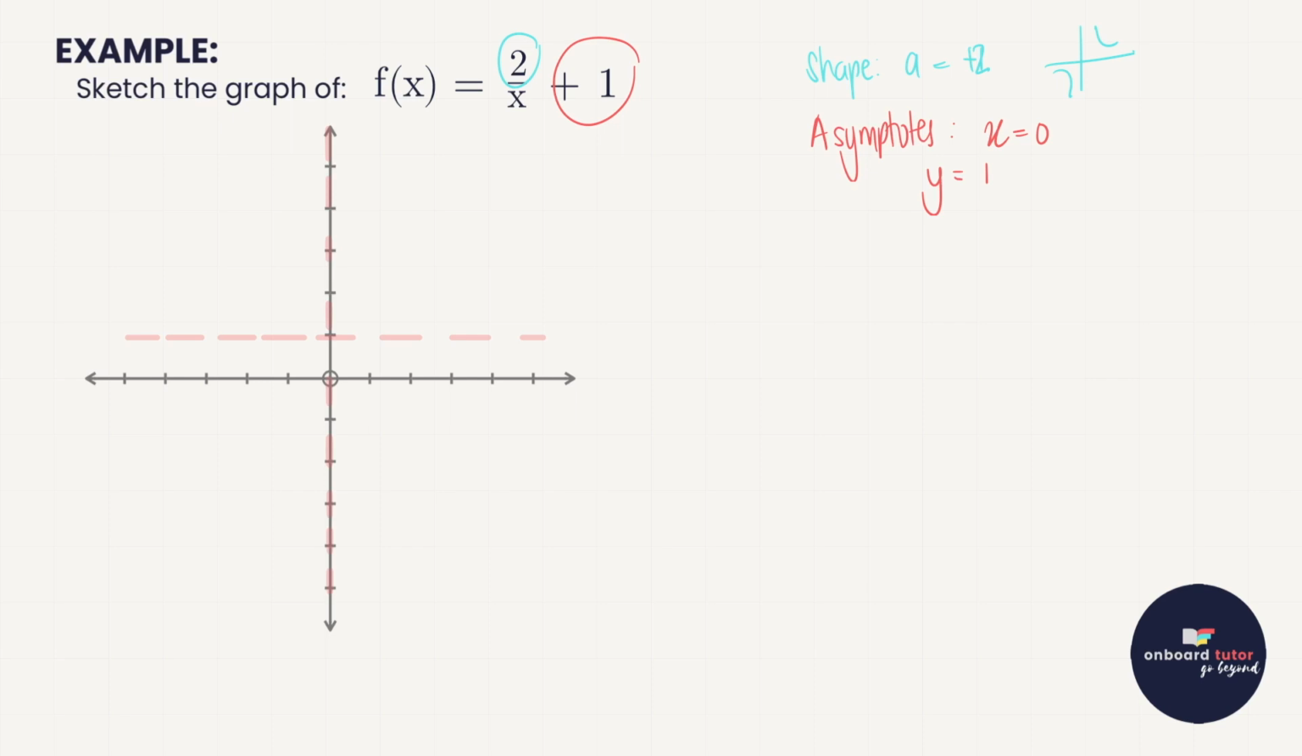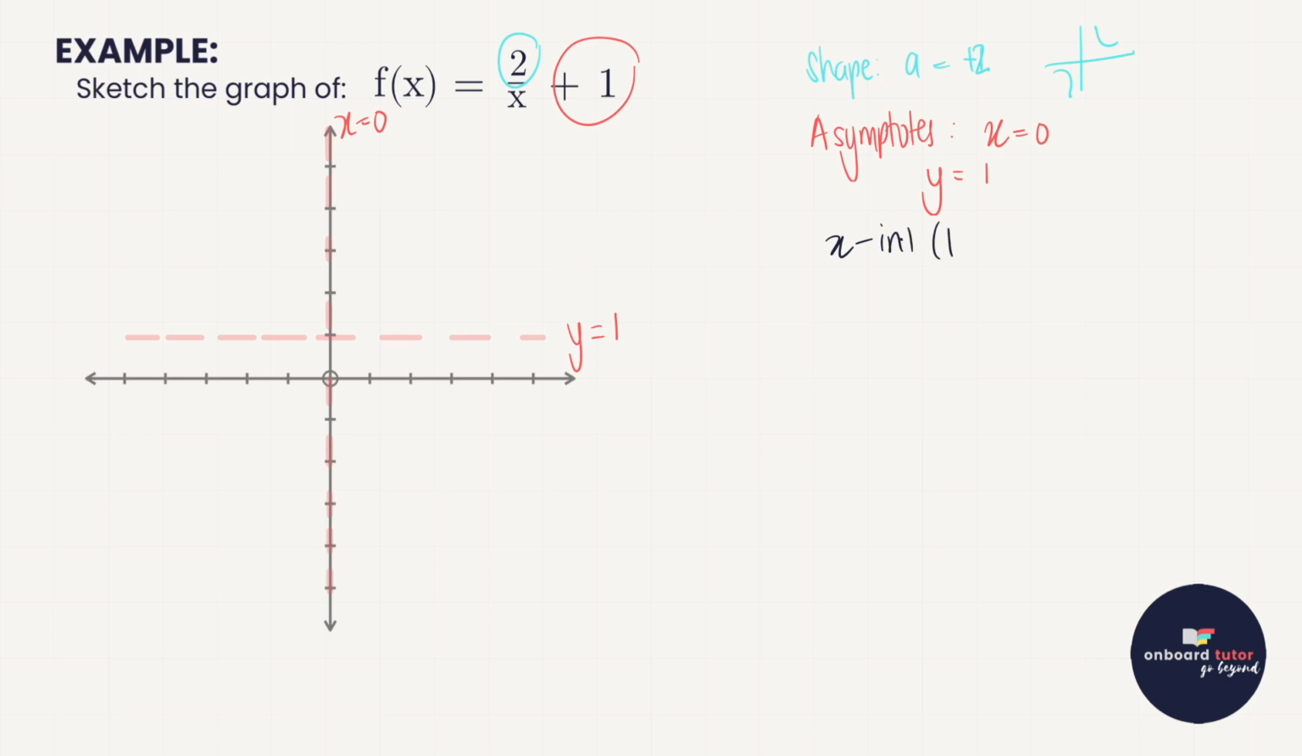And then we need to label these. Okay, so that's the line y equals 1. And this is the line x equals 0. So that we are showing that we know the asymptotes. Okay, then we can work out an x-intercept. Remember, we don't get a y-intercept here. But let's work out an x-intercept.